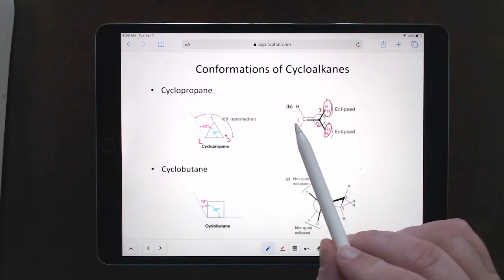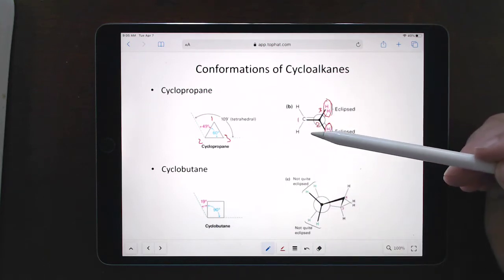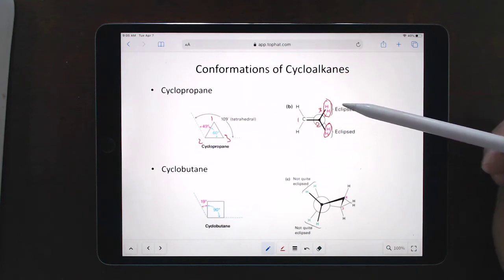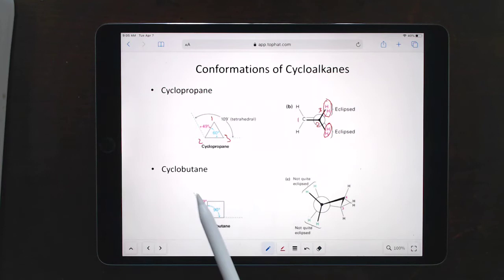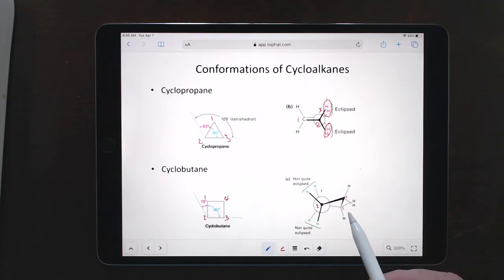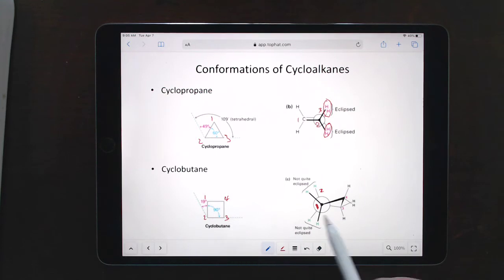And so not only do you have all that ring strain, but you have these eclipsing interactions. And all of that is adding up to something that is very unstable. So when you get to cyclobutane, it's not quite so bad. If you're going to go 1, 2, 3, 4, so 1, 2 is behind, 3, 4.